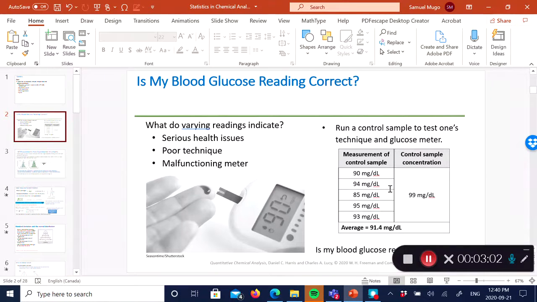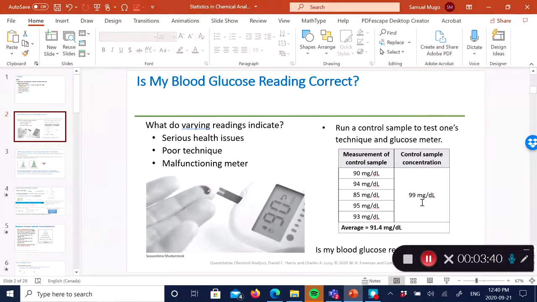Take a data set like this, where you're analyzing a blood sample for glucose detection, and you get different types of data here. The average is around 91.4. Just calculate the dispersion, the standard deviation of this, and then you run a control sample. Now, a control sample, remember, sometimes I've been calling it the standard reference material, the SRM, which refers to a sample that you know very accurately what is in it.